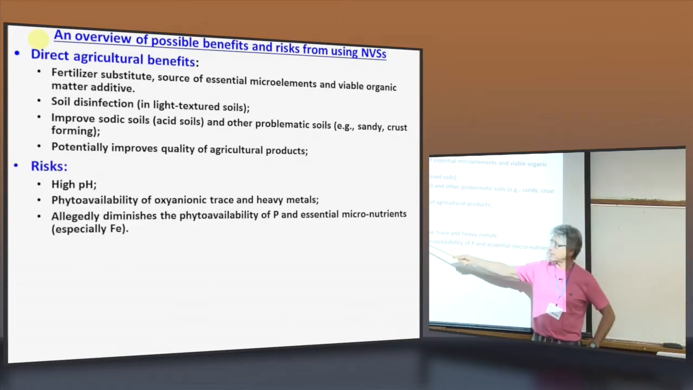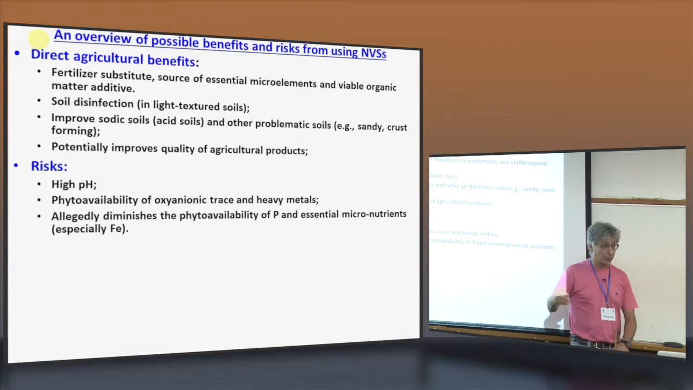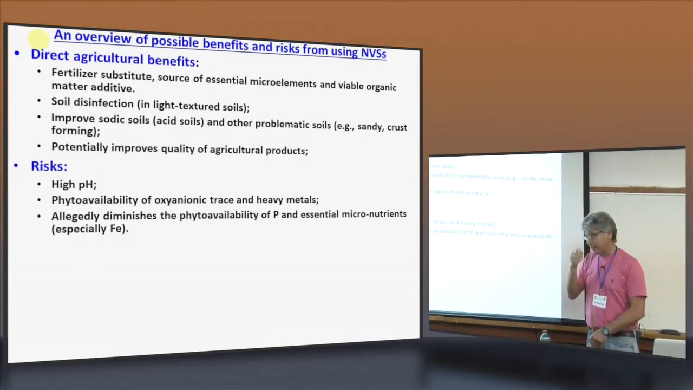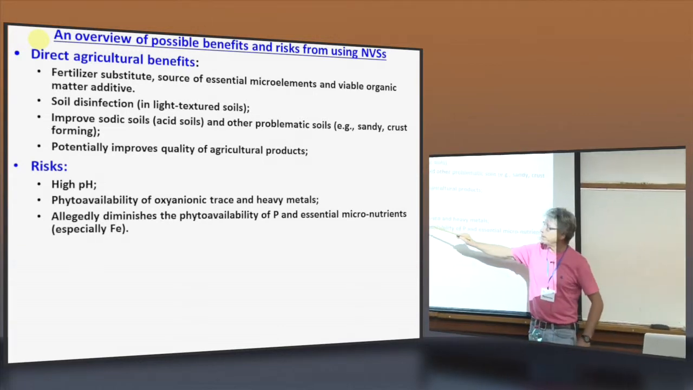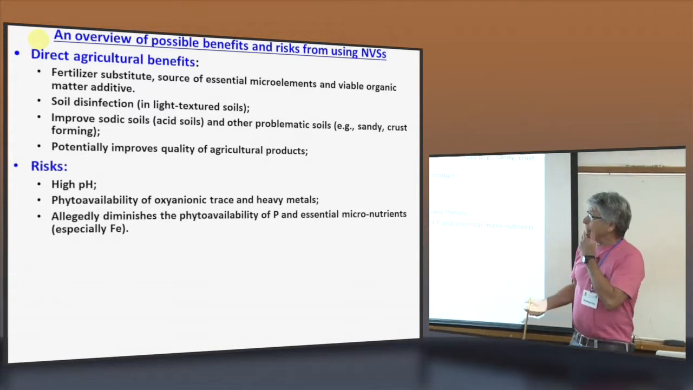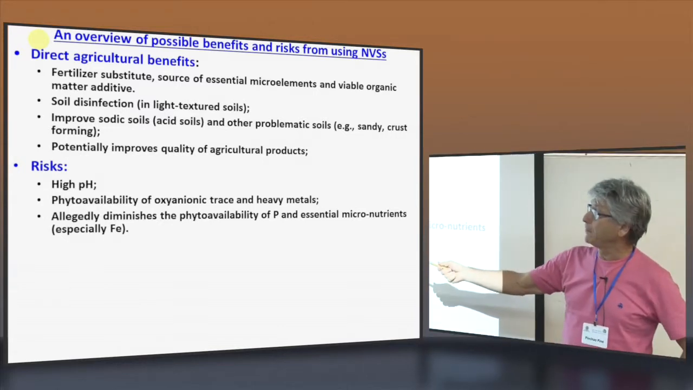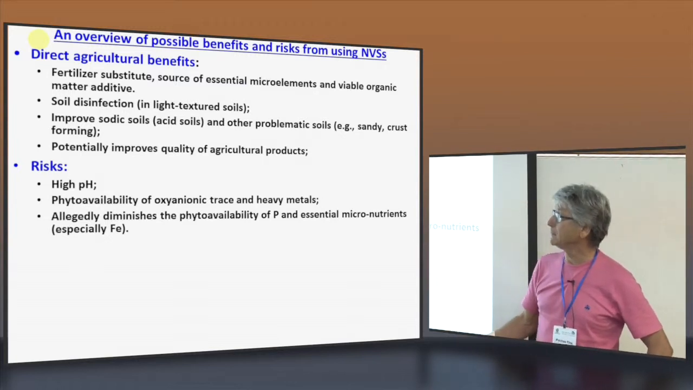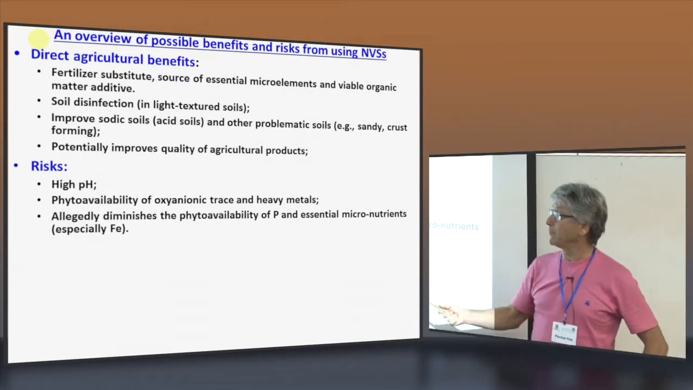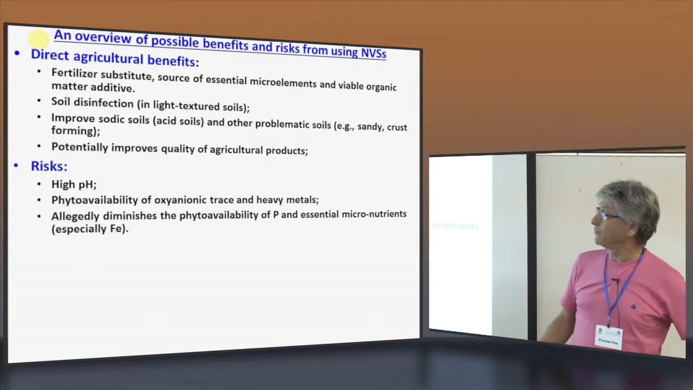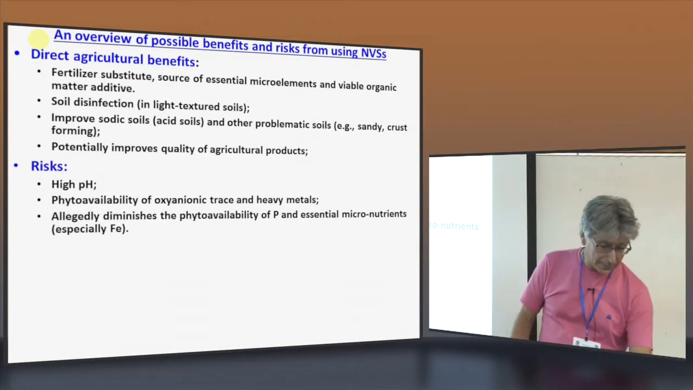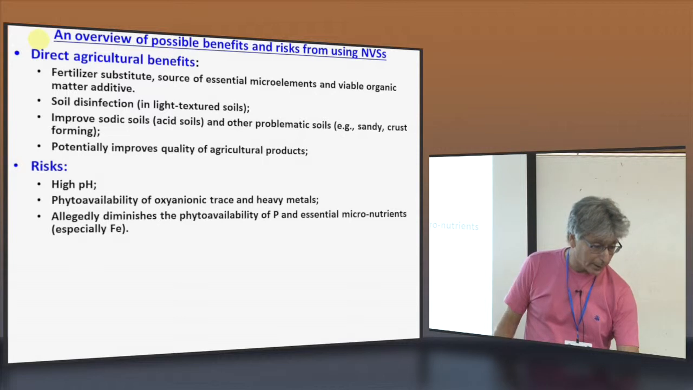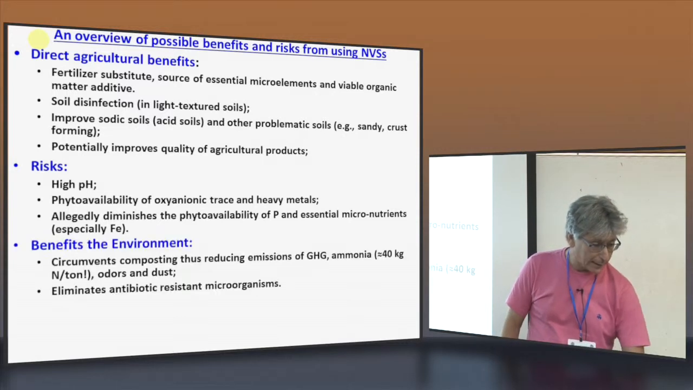The risks are high pH and whatever that might cause to elemental availability in the soil. Phytoavailability of oxyanions and heavy metals, and diminished phytoavailability of phosphorus and iron, for example. These are possible risks. We'll see if it's actual.